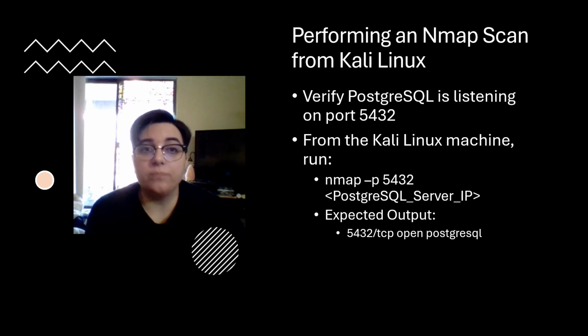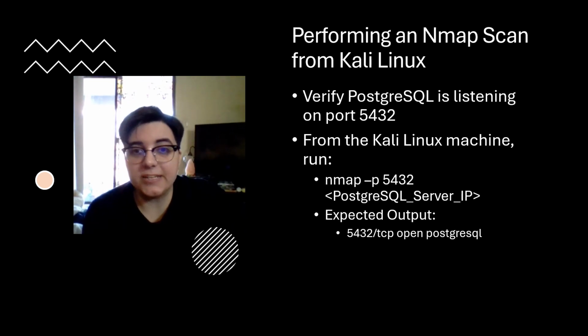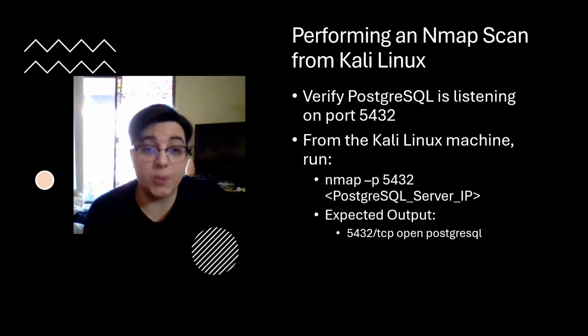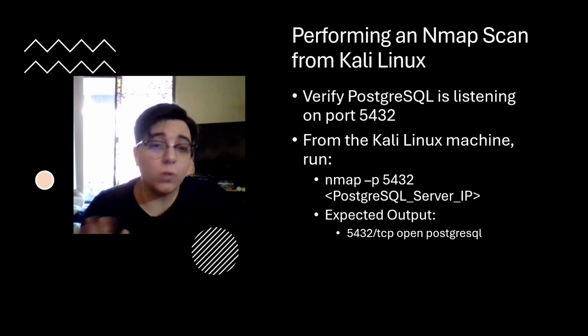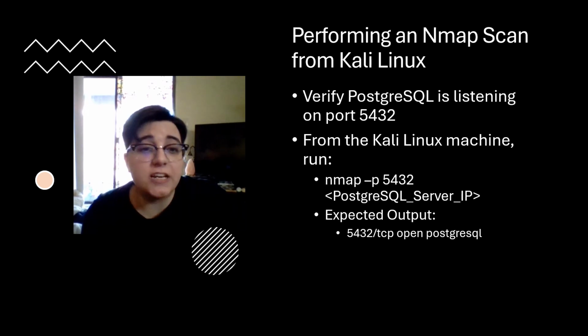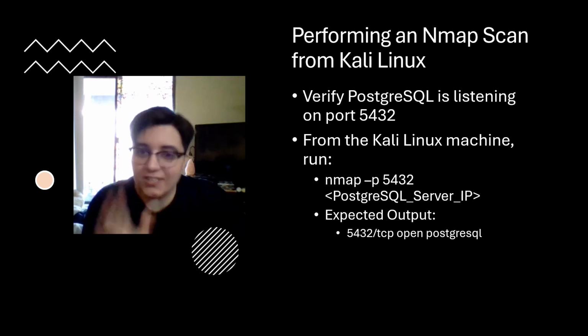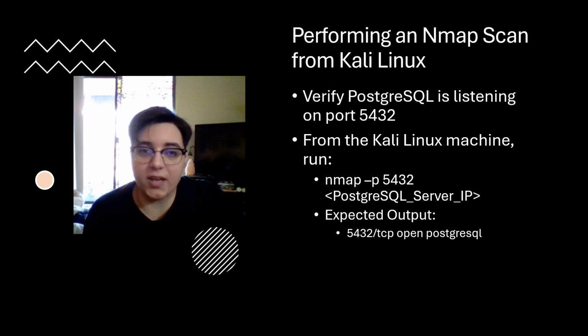All right, so let's see if Postgres is actually listening on the right port. We'll use Nmap from a Kali Linux machine to scan the server and check if port 5432 is open. If everything is configured correctly, the scan should come back showing that the Postgres service is up and running. If it doesn't show up, something went wrong. Maybe the firewall is blocking it, maybe the configuration didn't apply properly. Either way, this is the easiest way to confirm that it's working.